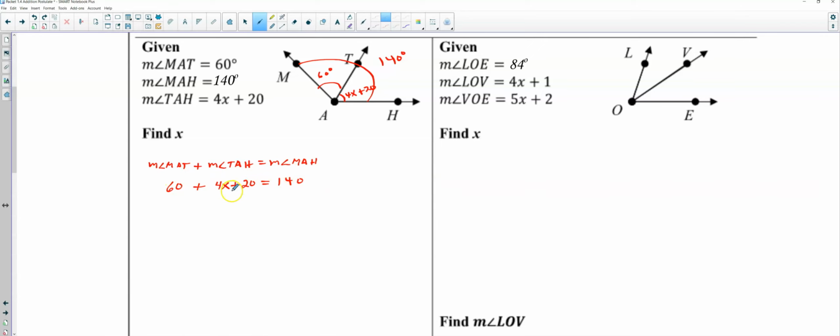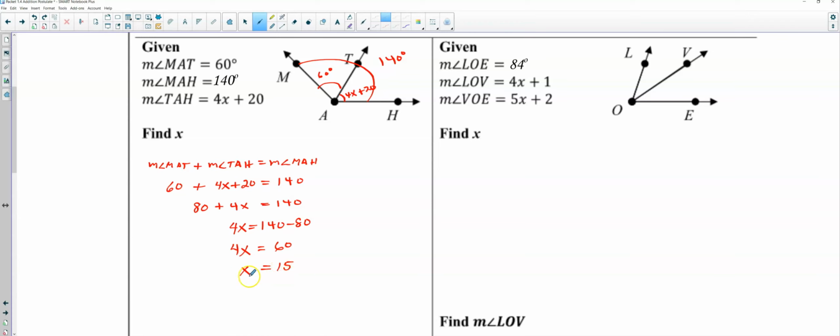So now that I have that, I combine like terms. 60 plus 20, that's 80, plus 4x equals 140. If I'm going to put that 80 on the other side, remember it becomes negative. So 4x equals 140 minus 80. So 4x equals 60. Take 40 and then 20 more, that's 60. And then x equals 60 divided by 4, which is 15.